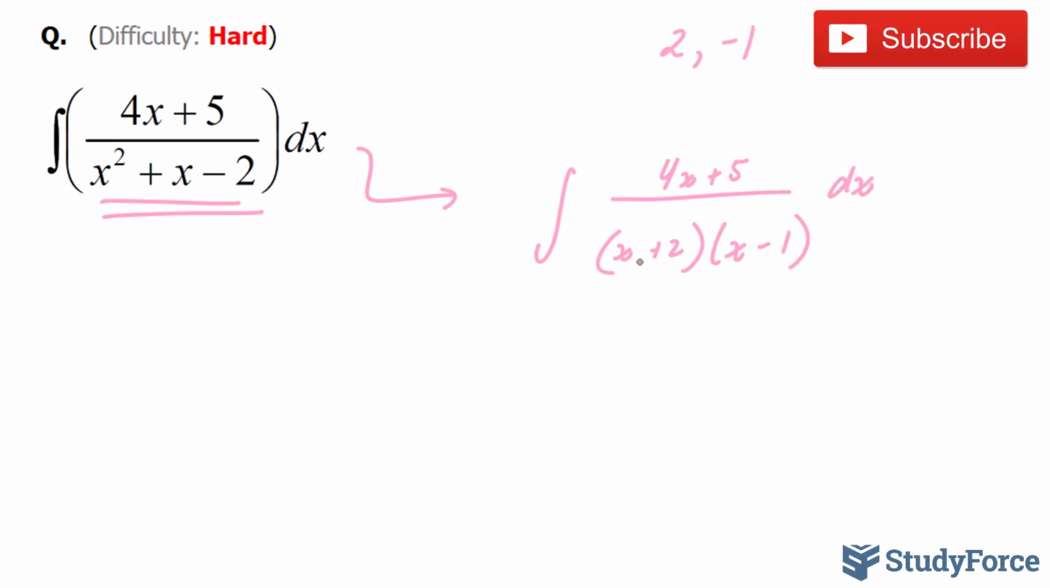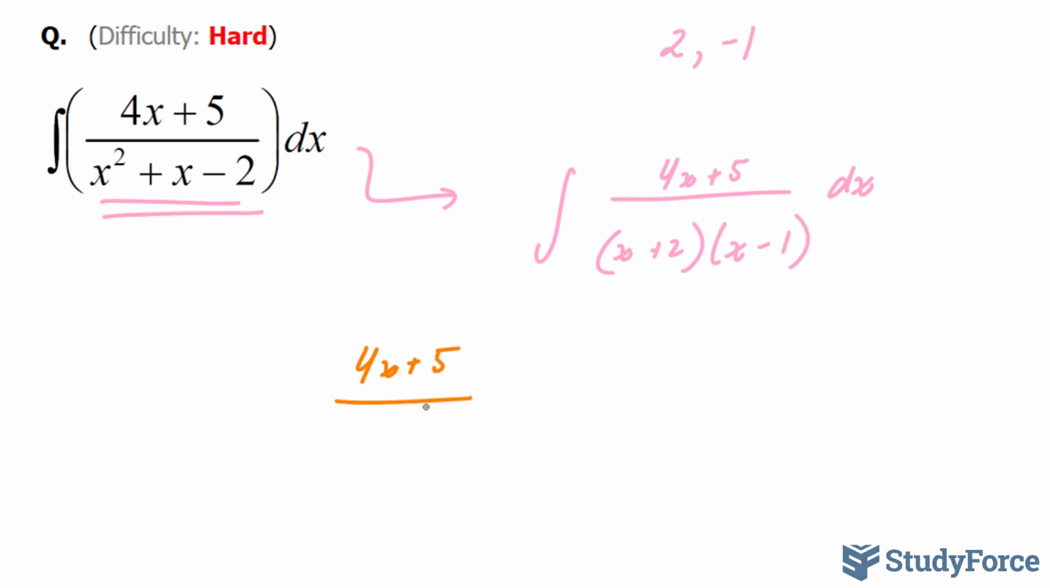The next step is to count how many factors there are in the denominator. There are two. There are two numbers being multiplied to each other, and as a result of that, we will rewrite this in the following way. 4x plus 5 over x plus 2 times x minus 1 is equal to a over x plus 2 plus b over x minus 1, where a and b are constants, they're numbers.